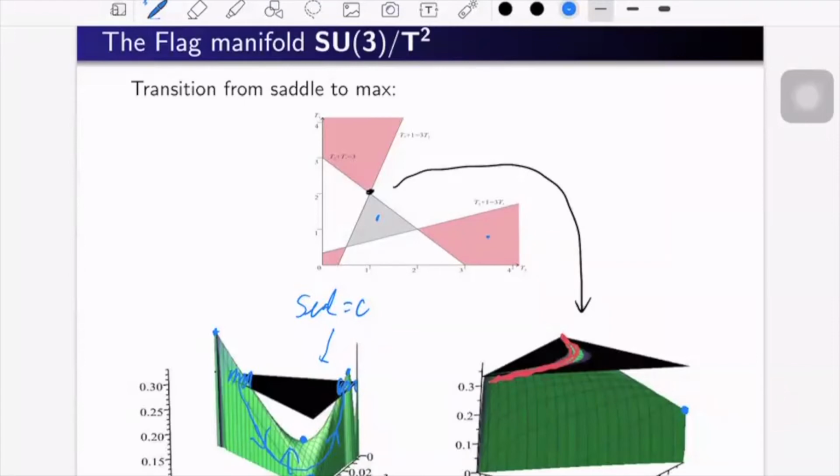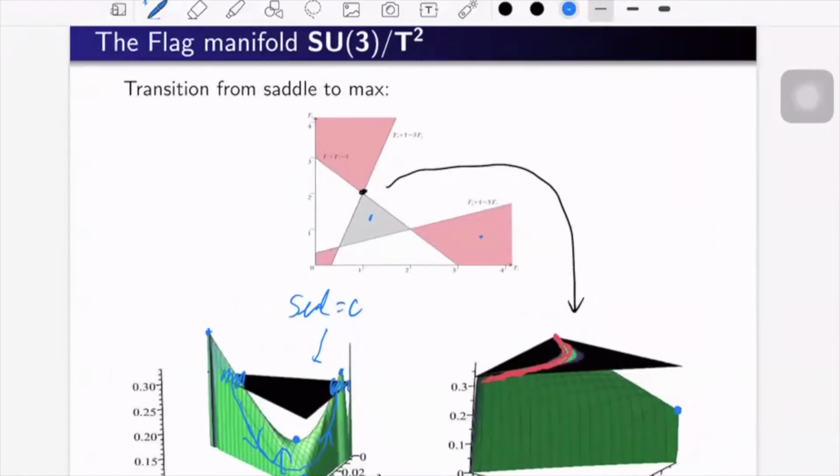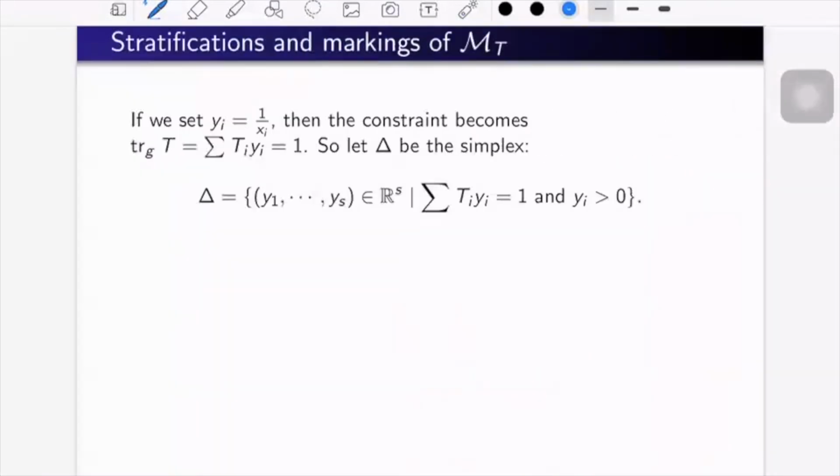So that's a typical example of when and how one gets the global max and how one gets a saddle point. Now I'd like to give the problem some more structure, with which one can then illustrate the behavior at infinity that we saw in some of the previous pictures in a more uniform fashion. The constraint that we have for this problem was the trace of G must be equal to 1.